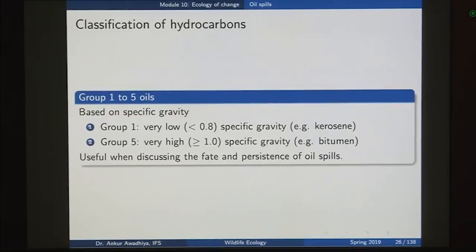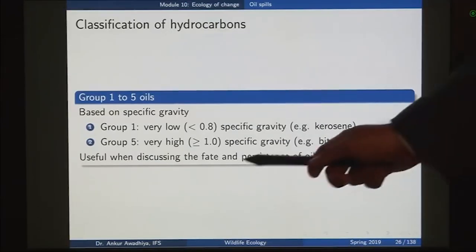And in the case of group 5 hydrocarbons with high specific gravity, they are coming down to the bottom of the oceans. In the bottom of the oceans, you will have a number of benthic communities or bottom dwellers. Those bottom dwellers will then get exposed to the oil. Good examples include starfishes or a number of crab species that are living inside the oceans. So, they will get exposed. This classification is used when discussing the fate and persistence of oil spills.